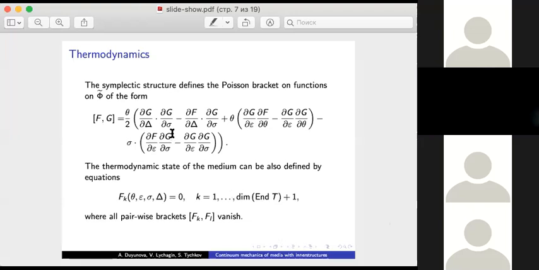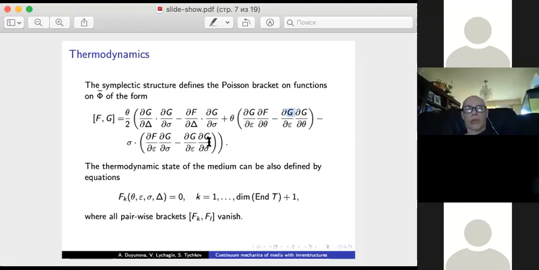Some of the G's are F's. I believe this is F. And this is F. This F. This is sigma. And the rest. Thank you.